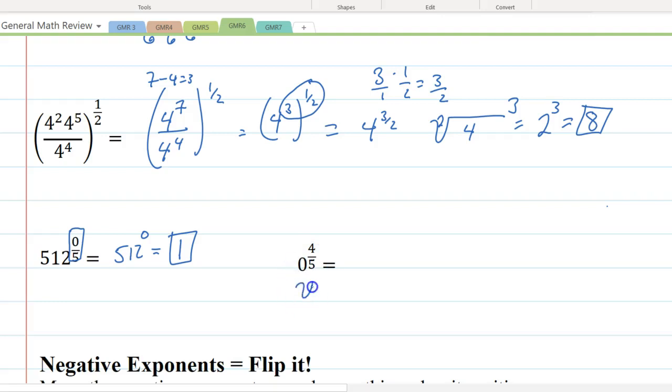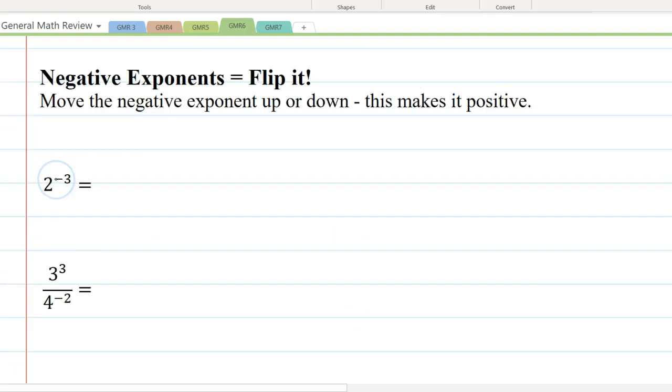So if I want the fifth root of 0, it's still 0. If I want 0 to the fourth power, it's still 0. My answer is 0. Negative exponents. They tell you to flip it. What you do is you move the negative exponent either up or down. This makes it a positive exponent. Realize the negative sign on the exponent has nothing to do with your number being positive or negative.